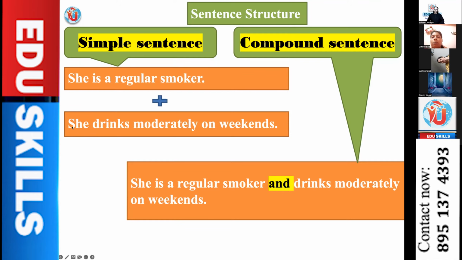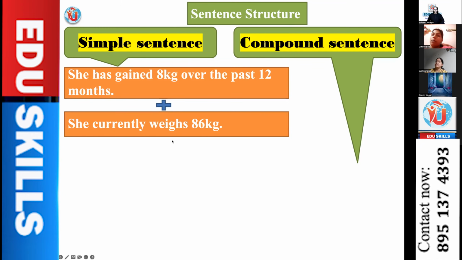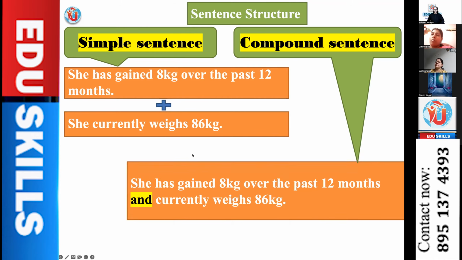Now, the difference is that you need not repeat 'she'. The subject has to be omitted. It's not proper to say 'she is a regular smoker and she drinks moderately.' She is a regular smoker and drinks moderately on weekends. 'She' is understood there. So what you have to do is remove the pronoun after the conjunction. One more example. She gained 8 kg over the past 12 months. She currently weighs 86 kg. These are two simple sentences. The compound sentence is: she has gained 8 kg over the past 12 months and currently weighs 86 kg.